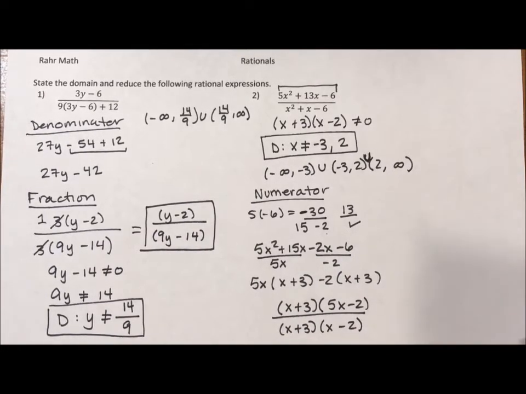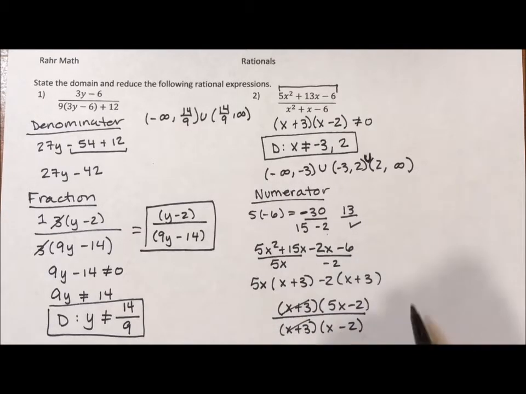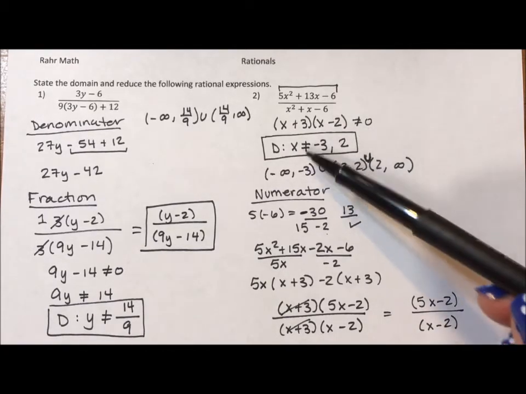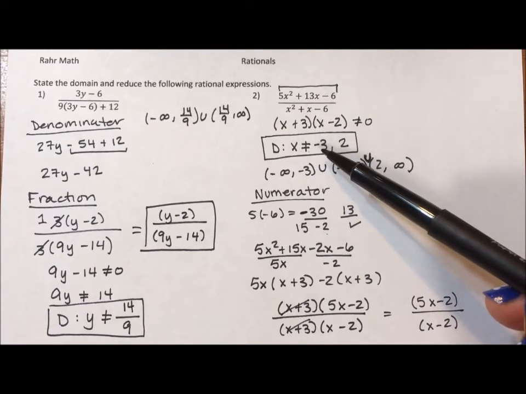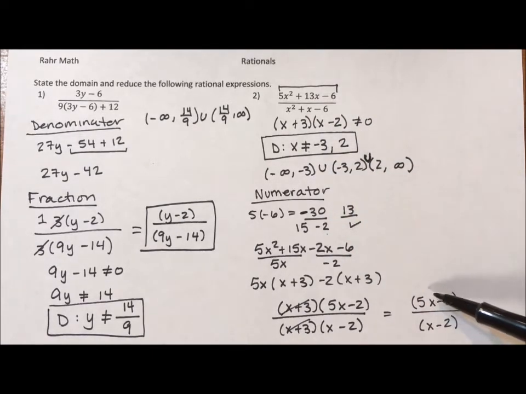Now, when we get to this point, we notice that the x plus 3's cancel, so my reduced fraction is 5x minus 2 divided by x minus 2. I have to add that 3 in, which is why we did our domain first. Add the 3 into the domain part. Also, I have a lot of students who want to pretend that the 5 is outside the parentheses and the x minus 2's cancel. They don't. This is 5x minus 2, not x minus 2. So this will become my final answer.